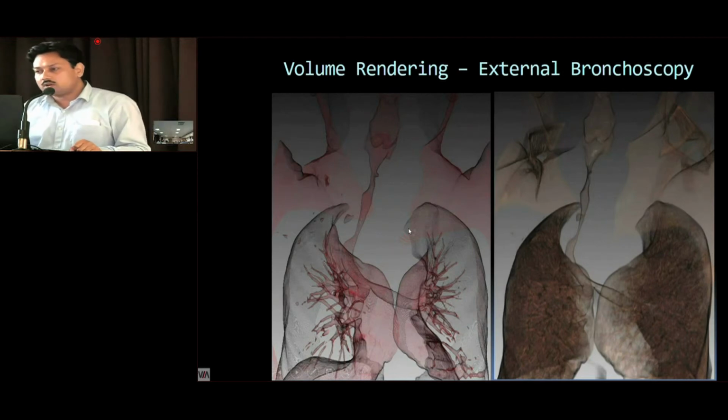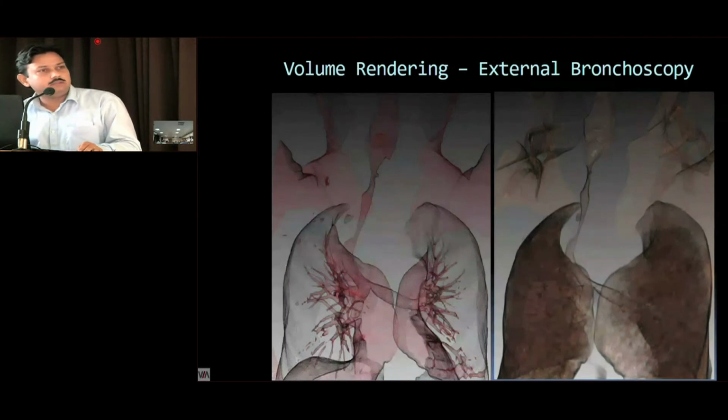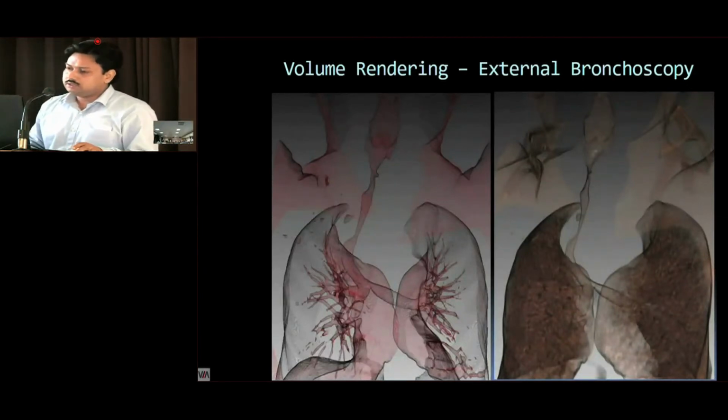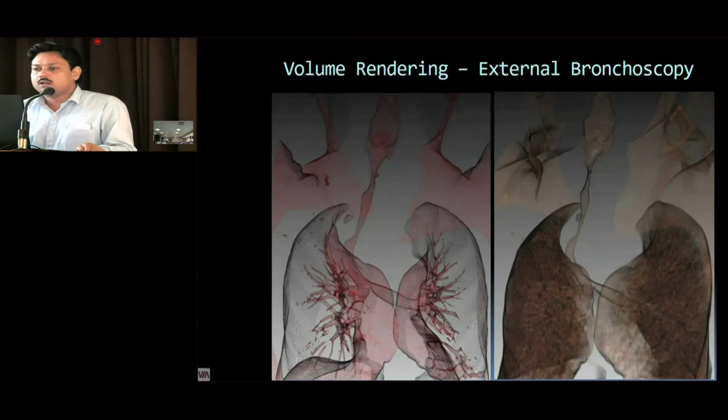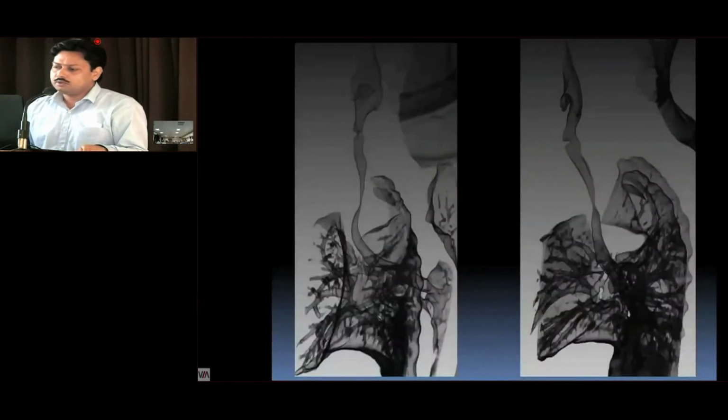So this is a sort of external bronchoscopic image which we can generate from the same CT data, and we can also rotate these images in any plane, whatever plane and whatever degree of rotation. We can interactively rotate it and see it in relation to the mass lesions. So these are called external bronchoscopic images. Again, these are external bronchoscopic images.